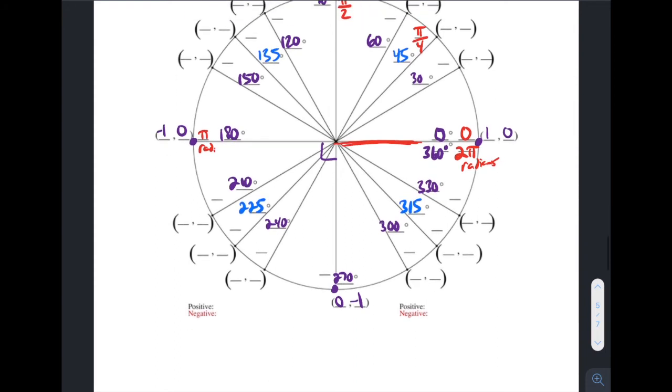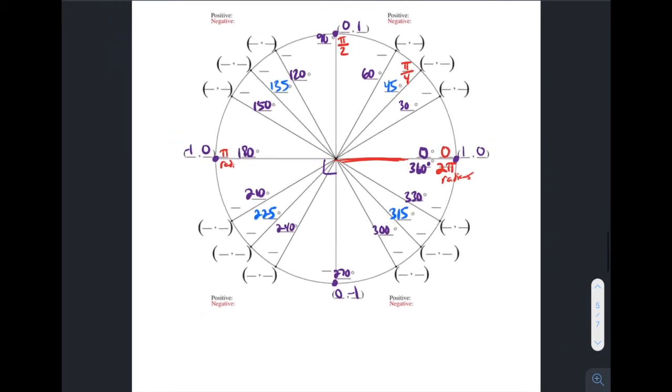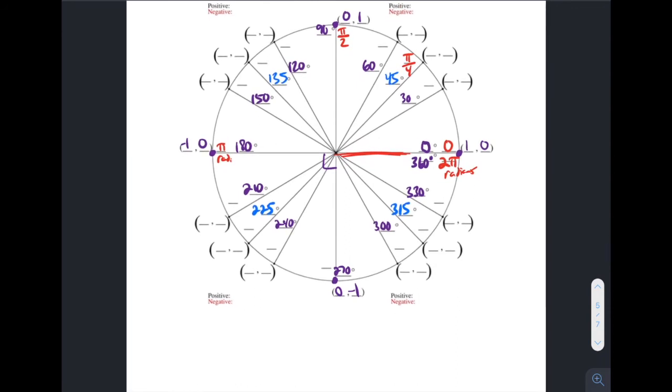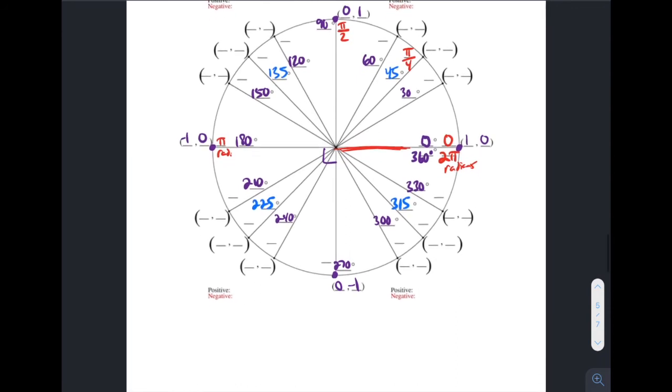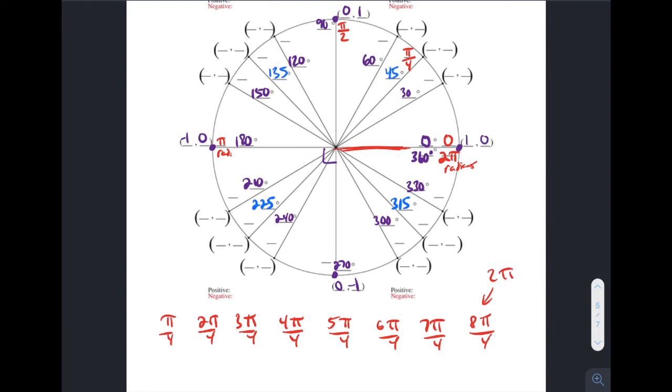So one way that I do this, if I am trying to do this quickly, or even thoroughly, is I'm going to think about the multiples of pi over 4. 1 pi over 4, 2 pi over 4, 3 pi over 4, 4 pi over 4, all the way up to 8 pi over 4. And why would I stop at 8 pi over 4? Well, that's the same thing as 2 pi. So I'm just thinking about the values between this.